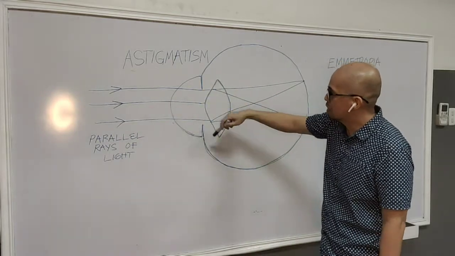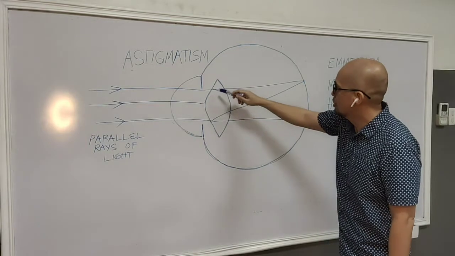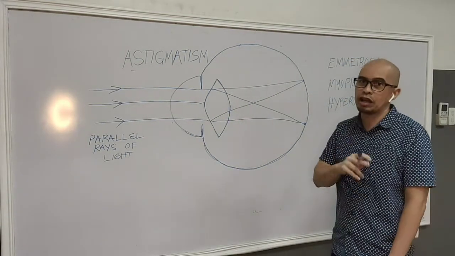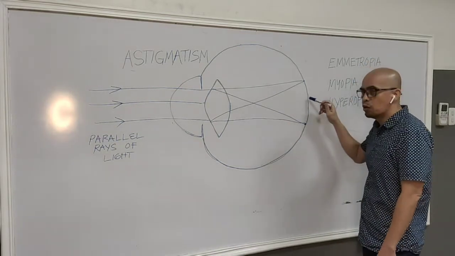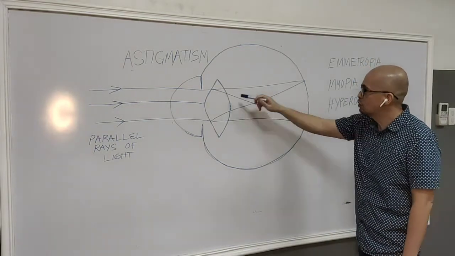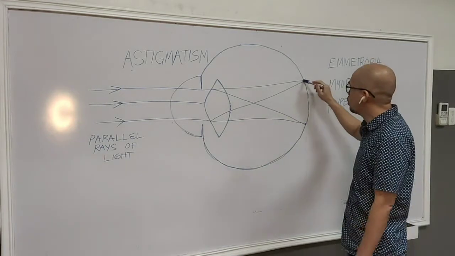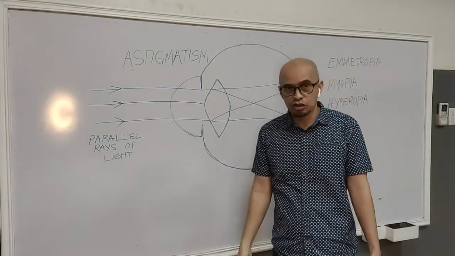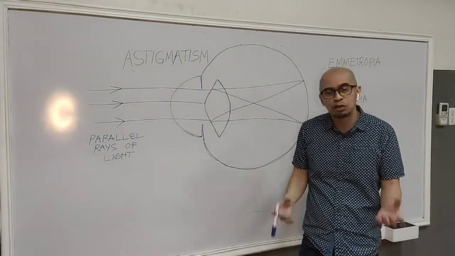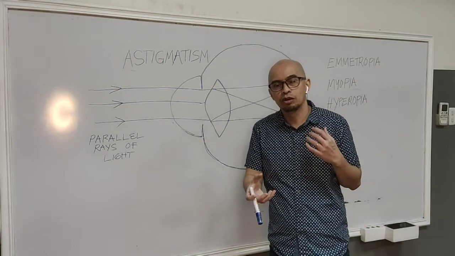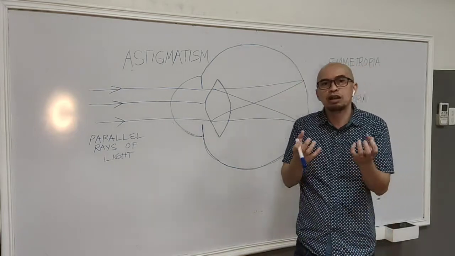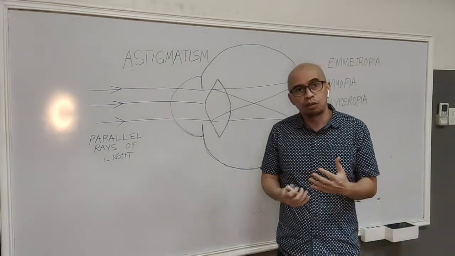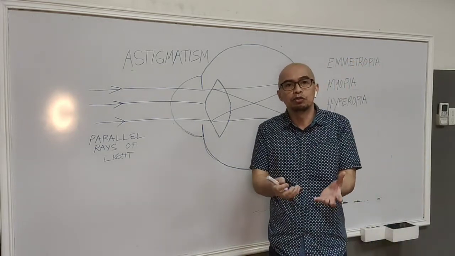passing through the refractive media, and are focused on the retina with two foci. So instead of one focal point, with astigmatism you have two. That makes the vision, or the image that is cast, somewhat distorted. It's not just blurred, it is actually distorted. So it can cause a lot of problems, a lot of symptoms for the patient.